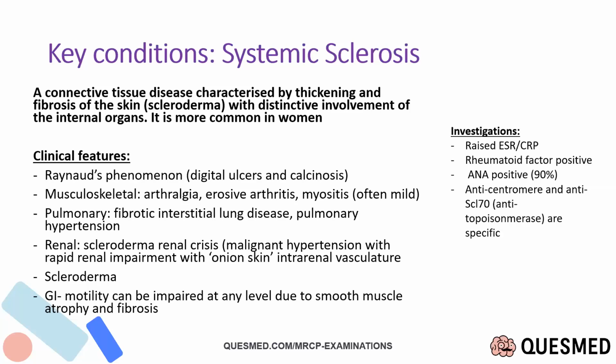So you want to screen all your patients with an echo and a high resolution CT of the chest. You also can get these renal crises, where you get malignant hypertension with rapid impairment. And if you were to biopsy, you'd see this characteristic onion skin appearance of the intrarenal vasculature. You obviously get the scleroderma, and you also have problems with motility in the GI system.